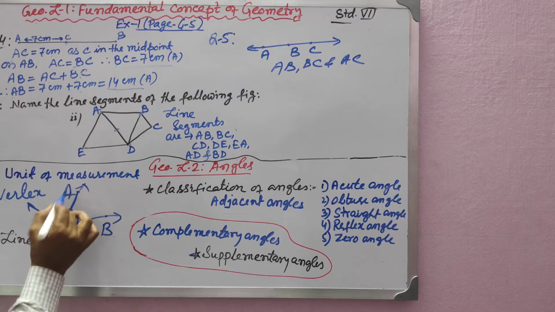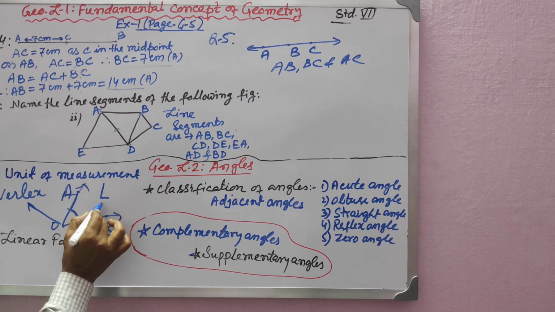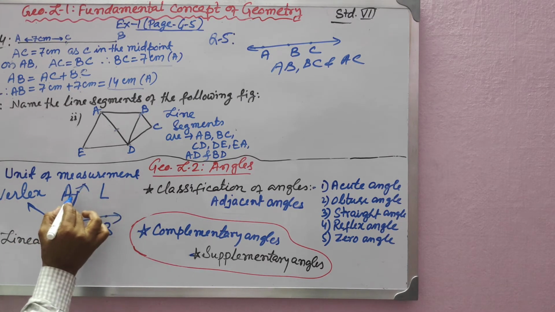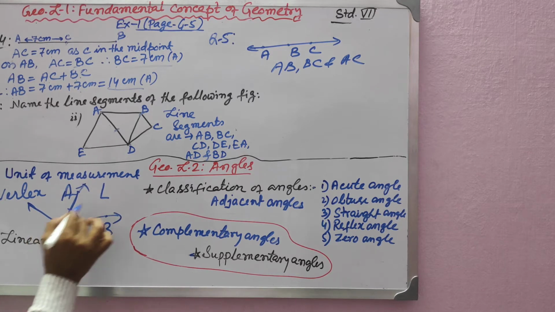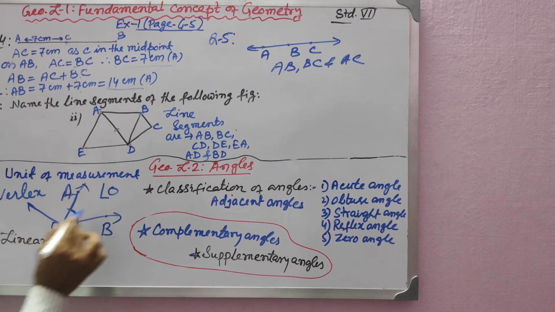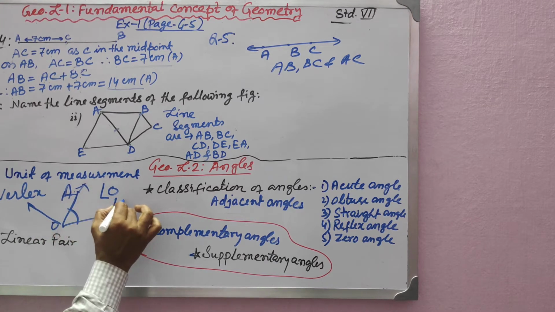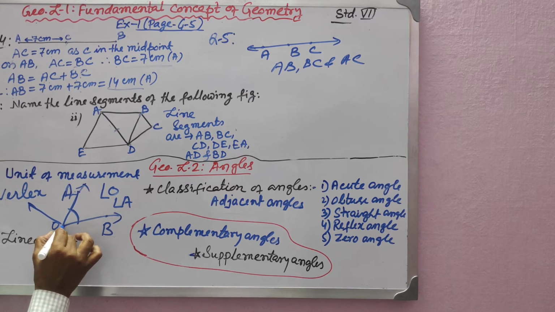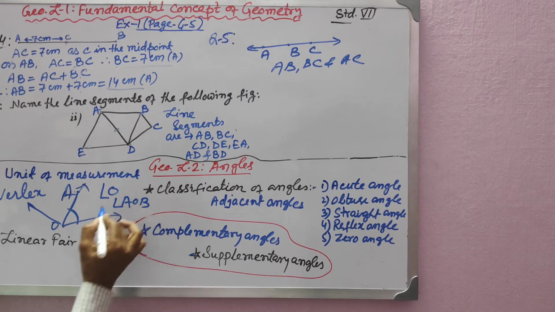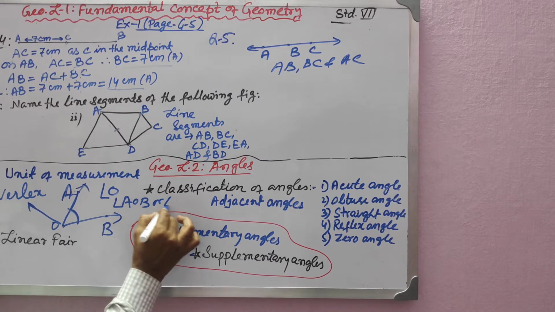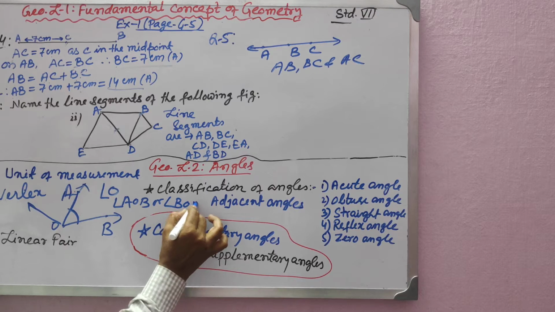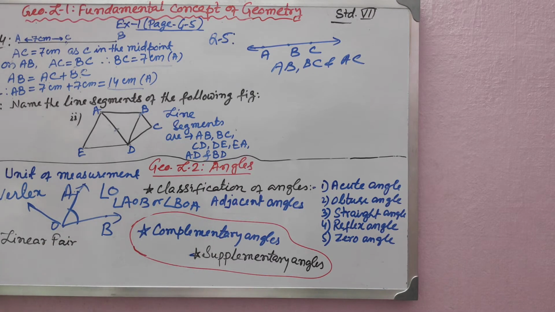This angle is denoted by this sign, like an L-like sign. See, this particular point should be indicated. It can be written with the other 2 points also, with the vertex in the middle: angle AOB, or angle BOA. Either way you can write it down. Could you understand?